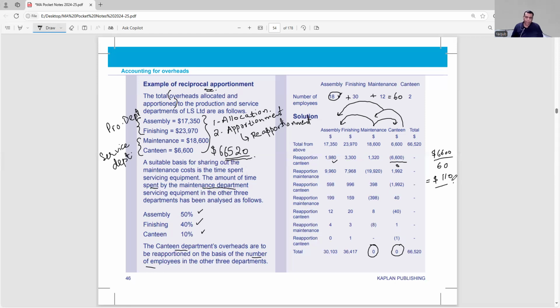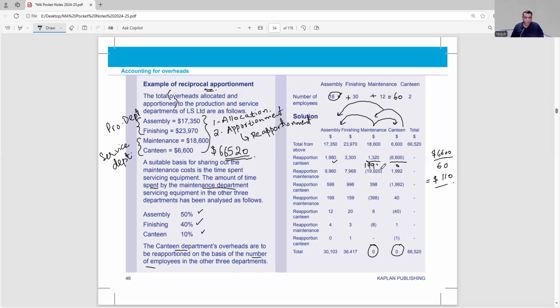If you multiply this 110 with the 12 maintenance employees, you will get 1320. So by using the number of employees for the canteen department, this whole 6600 is divided among assembly, finishing, and maintenance. Now we have 18,600 from the maintenance already allocated and apportioned, and in addition to that, we have 1320. So 18,600 plus 1320.